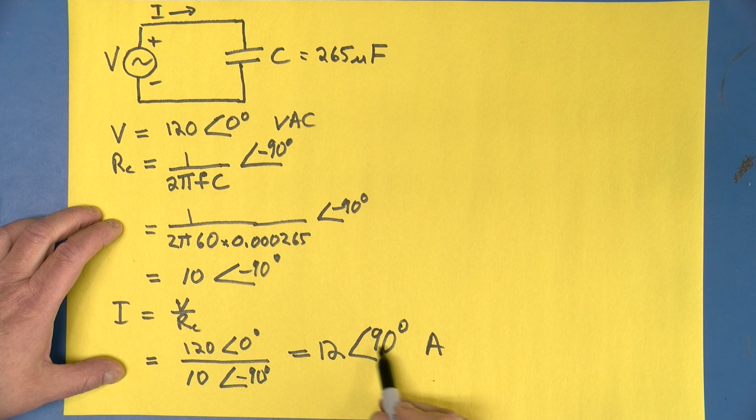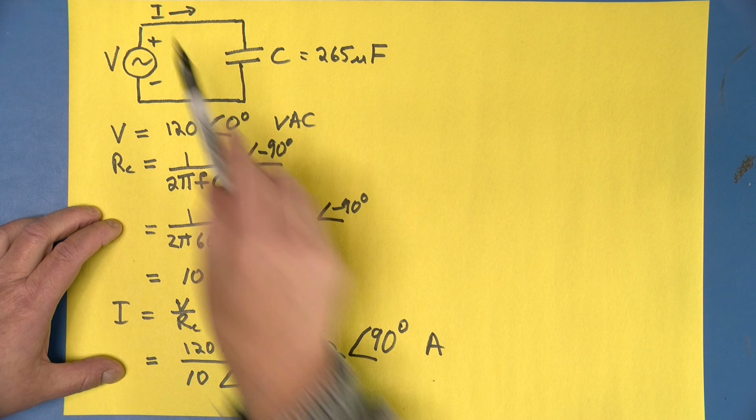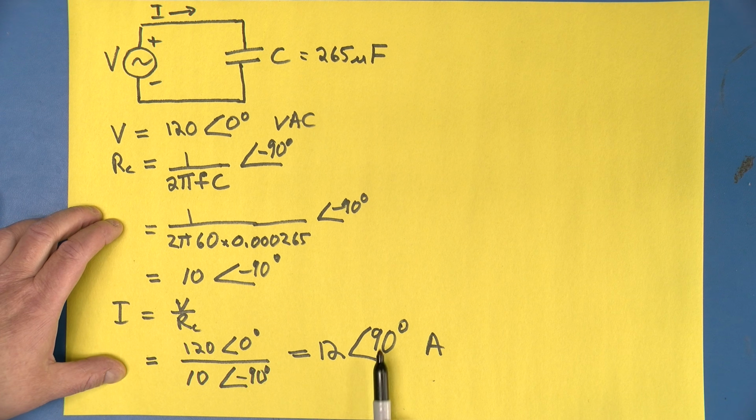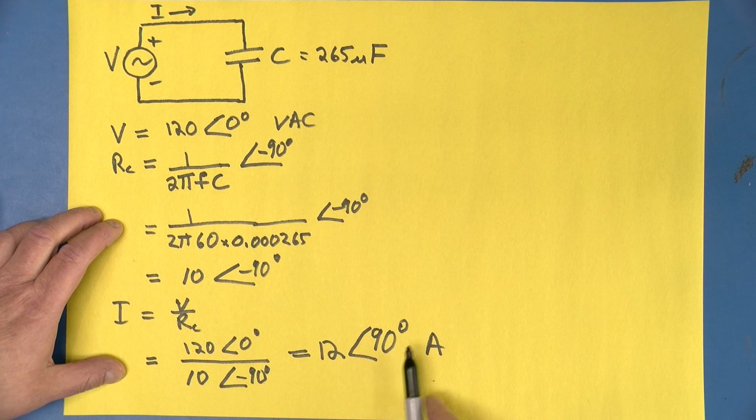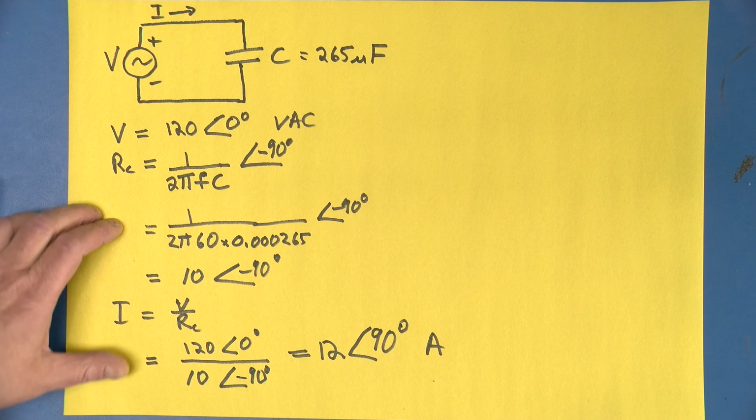What does an angle of 90 degrees mean? It means the current is 90 degrees ahead of the voltage. It precedes the voltage. And indeed, that's what we saw in the previous videos. So this very nicely describes what's happening.